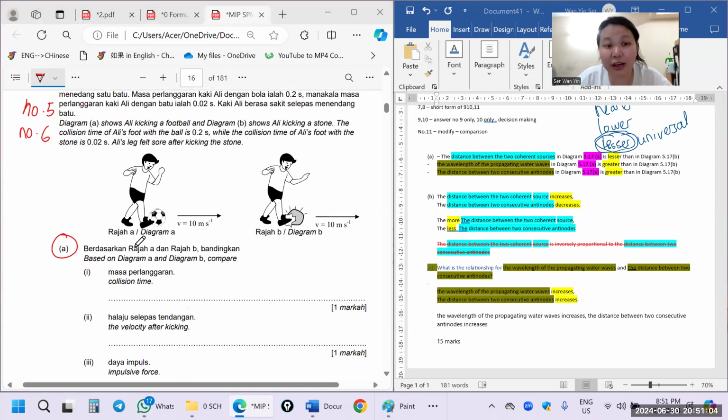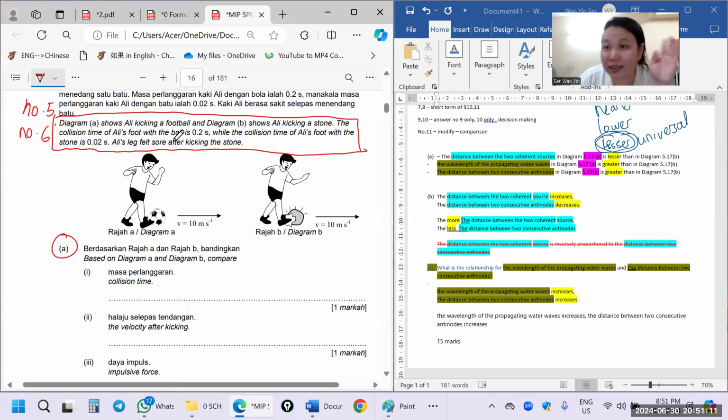So if in a diagram there is no information, please read. Actually, we all should start with the question. Don't skip. We should read every word, every sentence. Then we translate and put it in. For example, the collision time of Ali's foot with the ball is 0.2 seconds. Then don't forget to write our subject in front. So second is time now, okay? We write it ourselves in the diagram so that we can see.